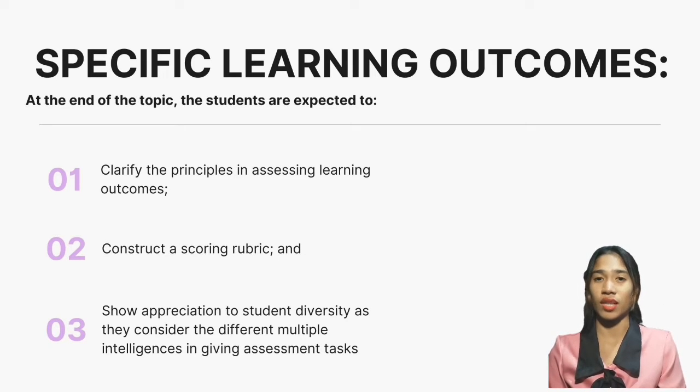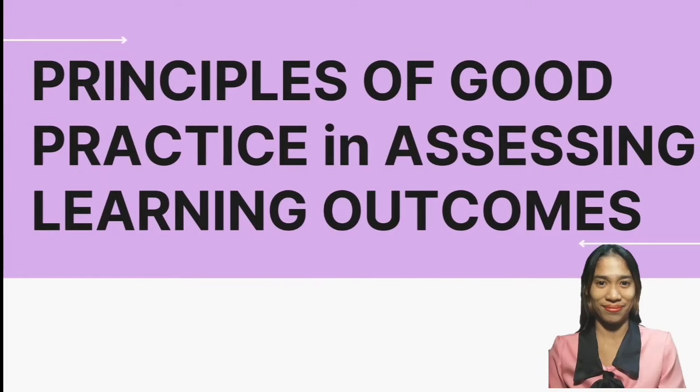At the end of the topic, the students are expected to: 1. Clarify the principles in assessing learning outcomes. 2. Construct a scoring rubric. And 3. Show appreciation to student diversity as they consider the different multiple intelligences in giving assessment tasks.